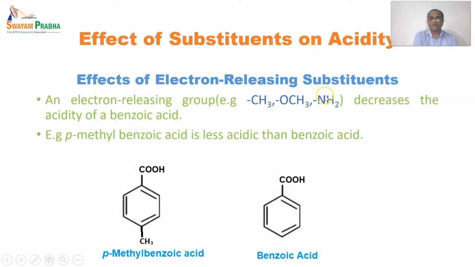Also in the case of an amine, nitrogen has a lone pair of electrons, and this lone pair will destabilize the ring, or reduce the acidity of benzoic acid, because it is electron donating, having a lone pair of electrons. And similarly, this CH3 does not have a lone pair of electrons, but it has the ability to release electrons because it comes in the category of electron releasing substituents.